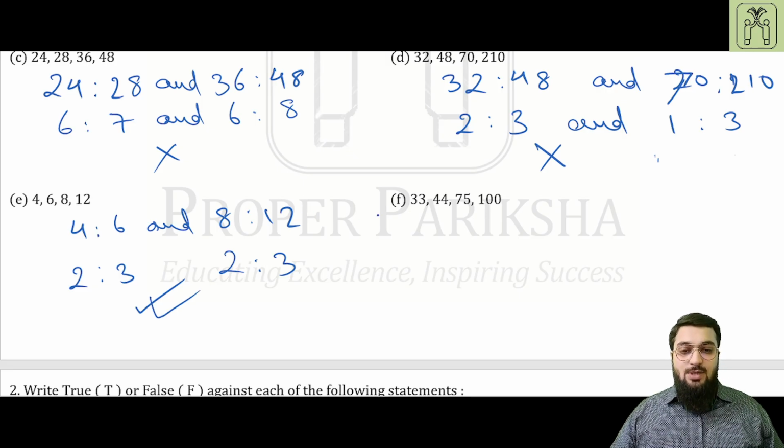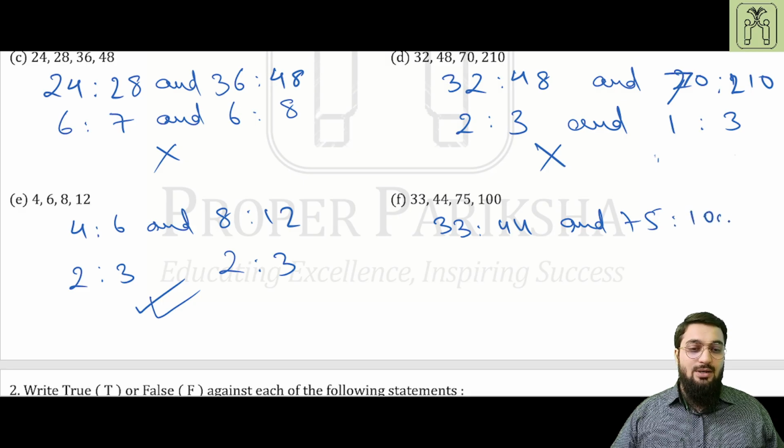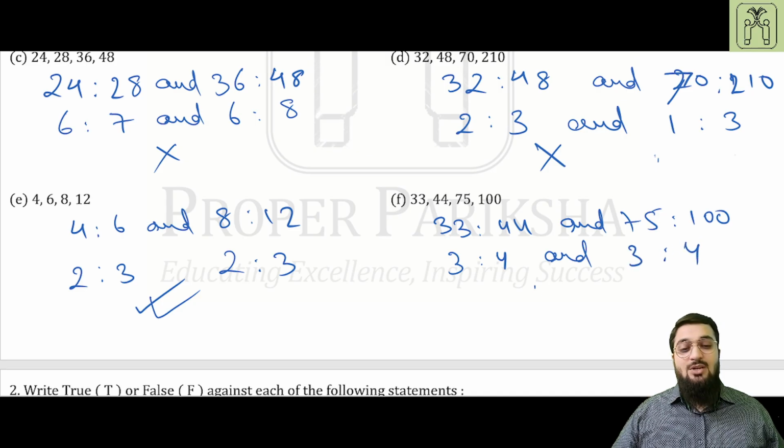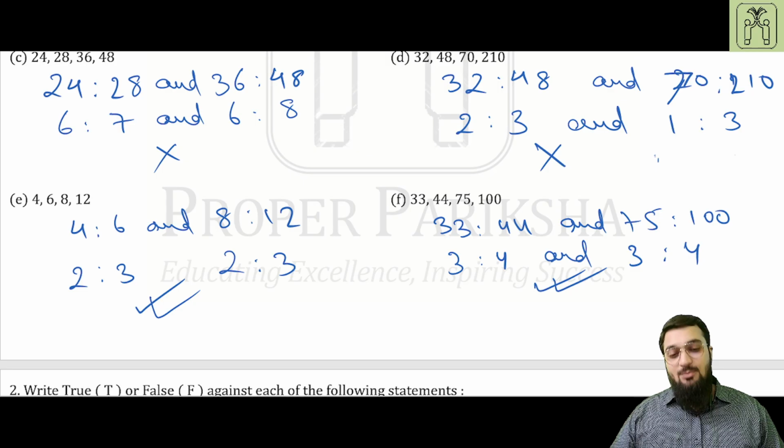Coming to the next part, that is 33, 44 and 75 and 100. So here we can see that we can simplify that. We will not do cross multiplication as of now. So 11 into 3 is equal to 33 and 11 into 4 is 44, and this will become 25 into 3 is 75 and 25 into 4 is 100. So yes, they are also in proportion.